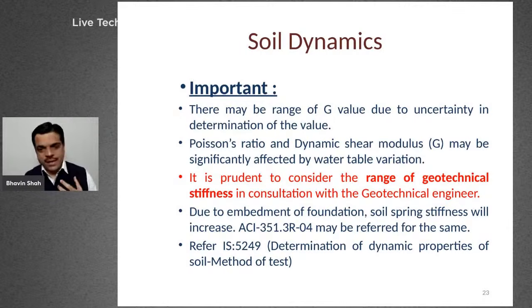So when we say the range of geotechnical stiffness, that means whatever G value we are getting, we may divide that value by 1.75 (or multiply by 0.75) so we will get a lower stiffness, as well as we will multiply that value by 1.5. So that's a variation from 0.75 to 1.5.